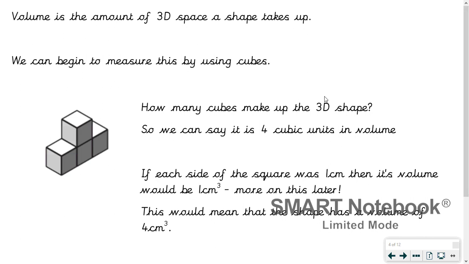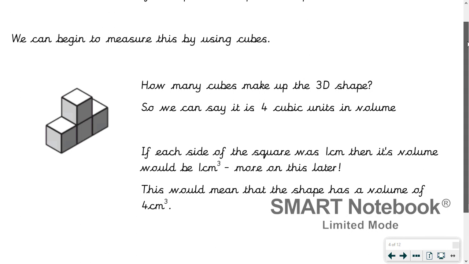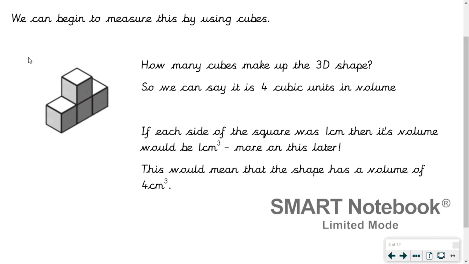Okay. If each side of the square, so each side here of each square face was 1 centimeter, then its volume would be 1 centimeter cubed. It's a 1 centimeter cube because it's 1 centimeter all the way around. But more on that later. I'm going to show you why it works. But if we say that that is a 1 centimeter cube, then we have 1, 2, 3, 4 of them. So we can say this shape has a volume of 4 centimeters cubed because it's made up of 4 centimeter cubes, funnily enough.